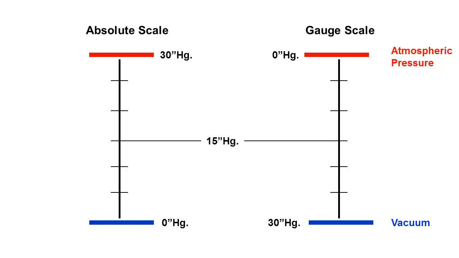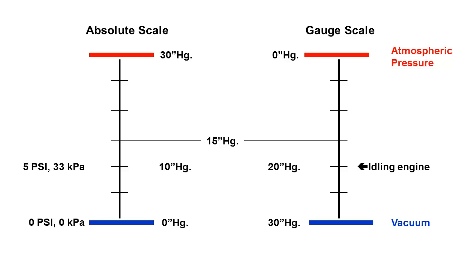A normal idling engine might achieve a manifold vacuum of 20 inches of mercury on the gauge scale. This would equate to 10 inches of mercury on the absolute scale. The absolute scale might be expressed in kilopascals or pounds per square inch, rising from 0 to approximately 100 kilopascals or approximately 15 pounds per square inch.